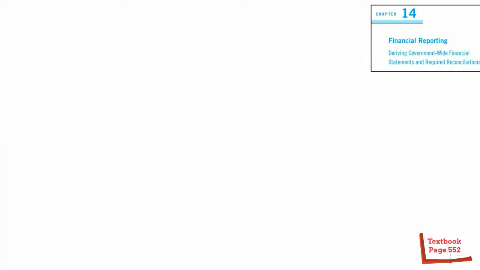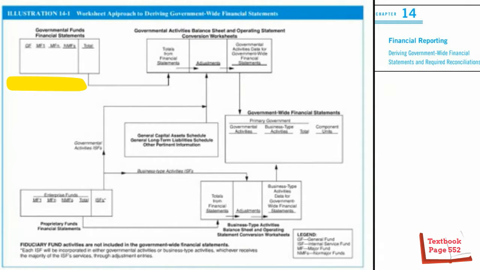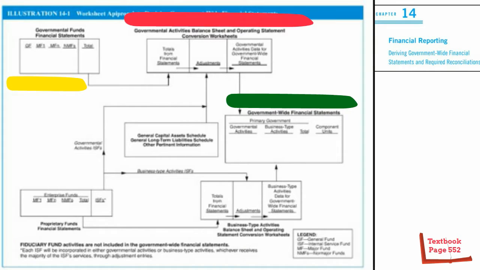I know that you likely can't read the text on this page, but note it's in textbook page 552. It shows us how we use a worksheet to go from governmental fund statements to government-wide financial statements. There's lots of good information here. Page 552.